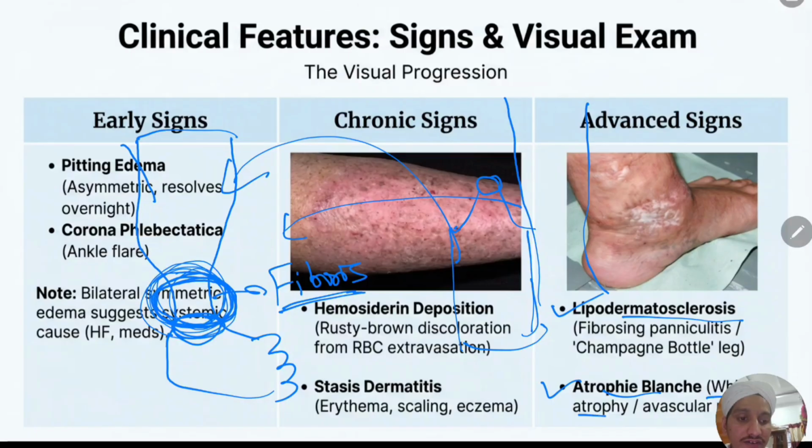White atrophy, avascular patches. So small white scars you will see at the ankle. See the edema of the leg. The leg is very much edematous. So these are small white scars actually. Okay. So these are atrophie blanche. So discoloration and stasis dermatitis are chronic. Lipodermatosclerosis and atrophie blanche are advanced disease changes. Okay.